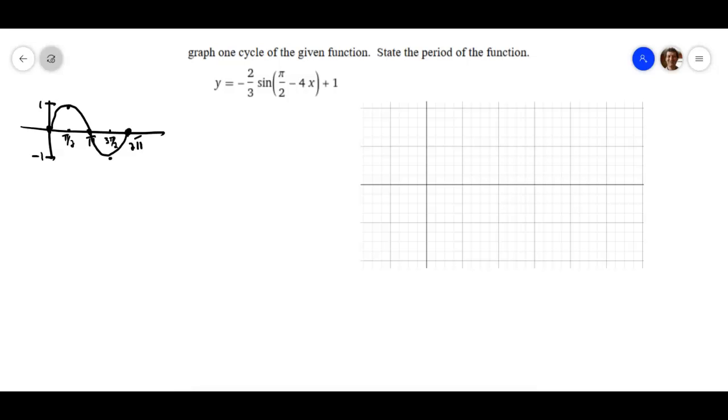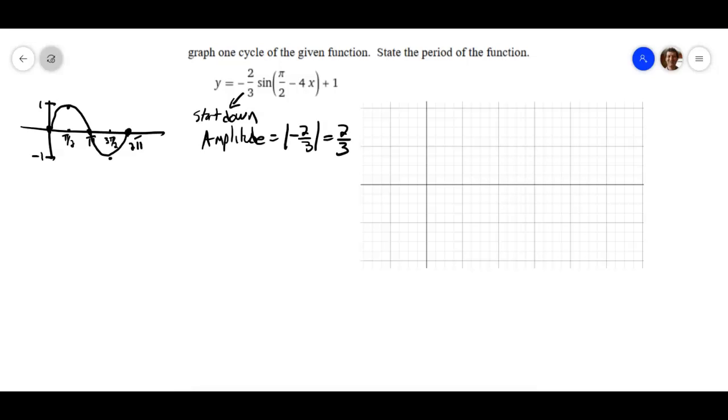Starting with this number, we will start down, whereas normally the sine goes up. This one's going to start going down because of the minus. And then also the amplitude, the absolute value of that coefficient, is 2/3.